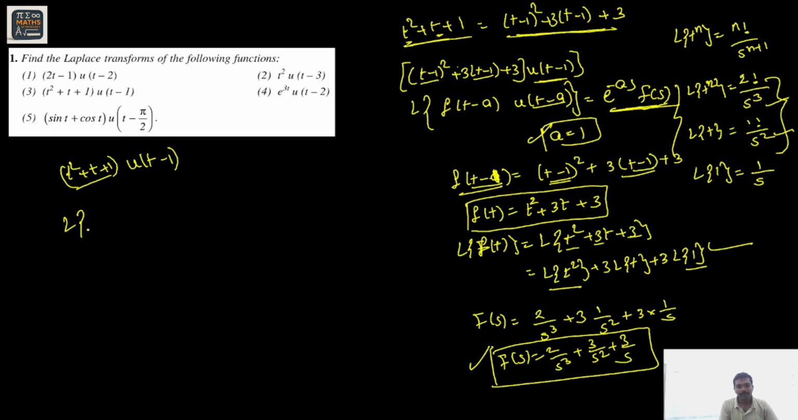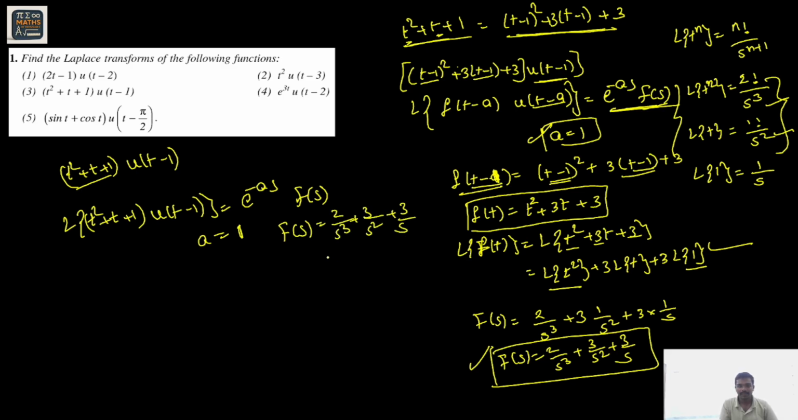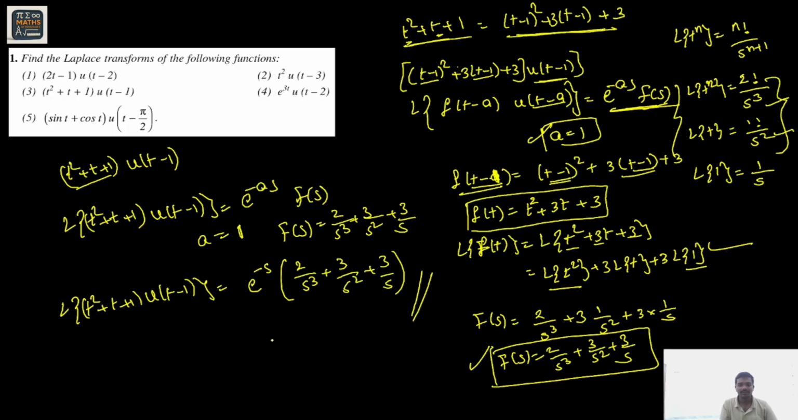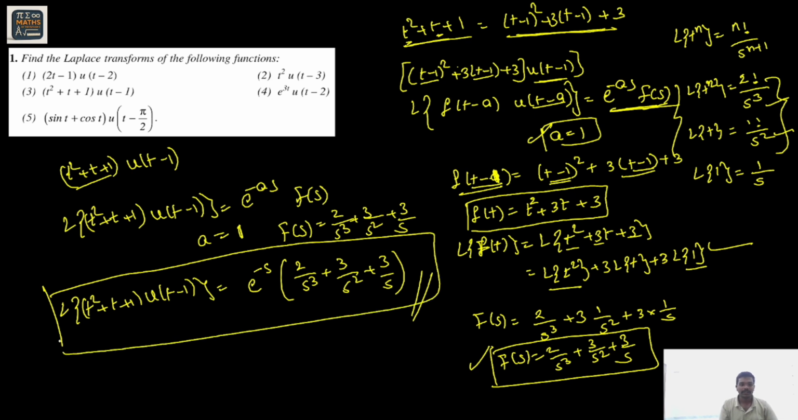Then we get Laplace of (t square plus t plus 1) into u of (t minus 1) is equal to e power minus as into f of s. A is equal to 1 and f of s is equal to 2 by s cube plus 3 by s square plus 3 by s. Then Laplace of (t square plus t plus 1) into u of (t minus 1) is equal to e power minus s into (2 by s cube plus 3 by s square plus 3 by s). This is the Laplace for the given function. Take a screenshot, then we see the next problem.